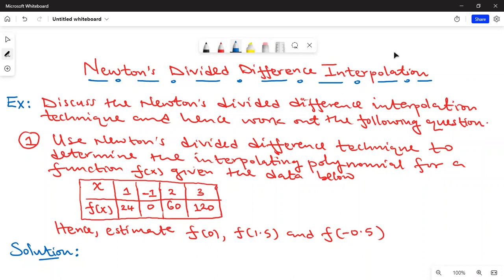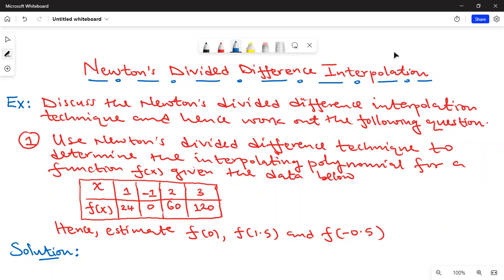Today, we are going to look at Newton's divided difference interpolation technique. Now, we have this question to answer. We are asked to discuss the Newton's divided difference interpolation technique and hence work out the following questions.